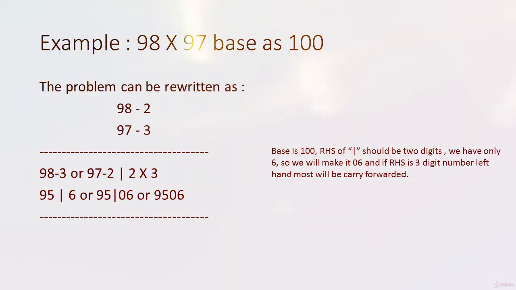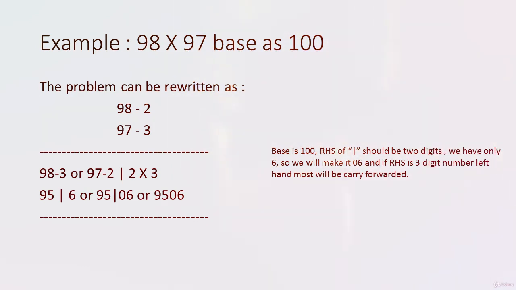Now we do another multiplication. In this multiplication, we are multiplying 98 by 97, and the base is 100. 98 is short by 2, and 97 is short by 3 to the base. We will do the cross addition, and in cross addition, 98 minus 3 or 97 minus 2 is 95. In the right hand side portion, we will multiply these two shortfall digits, that is minus 2 multiplied by minus 3, and minus minus gets plus, so it is 6.